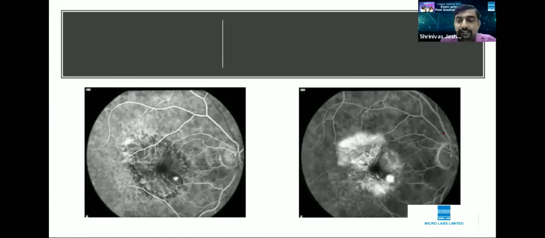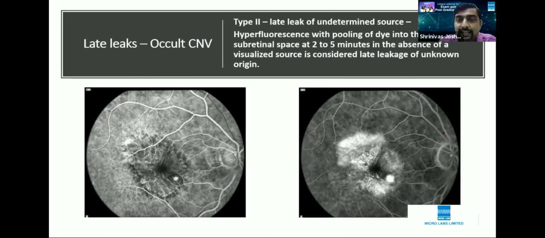This is nothing but late leaks. So here, what happens in the late leaks? The hyperfluorescence with the pooling of the dye into the sensory, that is the subretinal space, at 2 to 5 minutes in the absence of a known source of leakage. We are not able to identify the definite source of the leakage. That's why we call them LLUS, that is late leakage of undetermined source. That is, the actual source is not known.